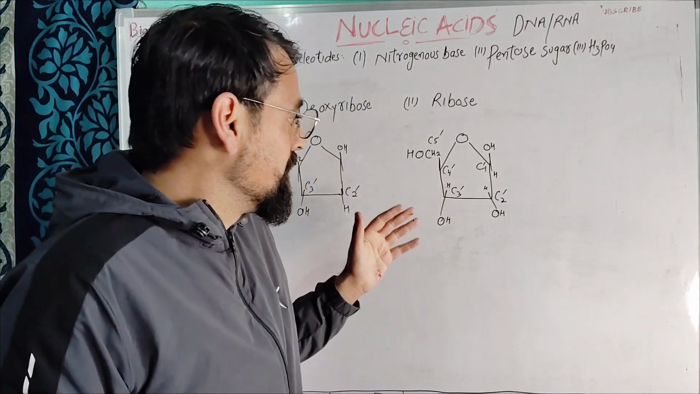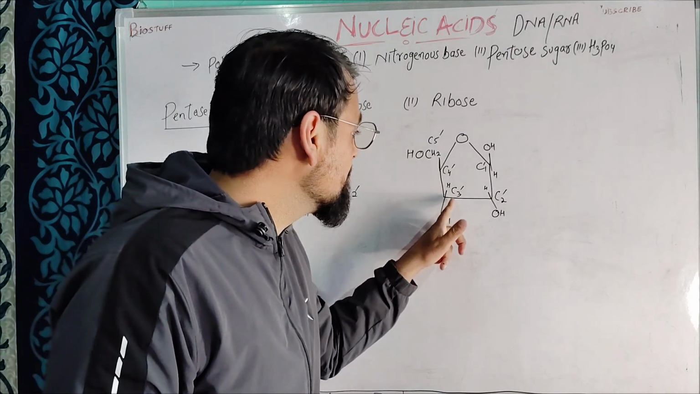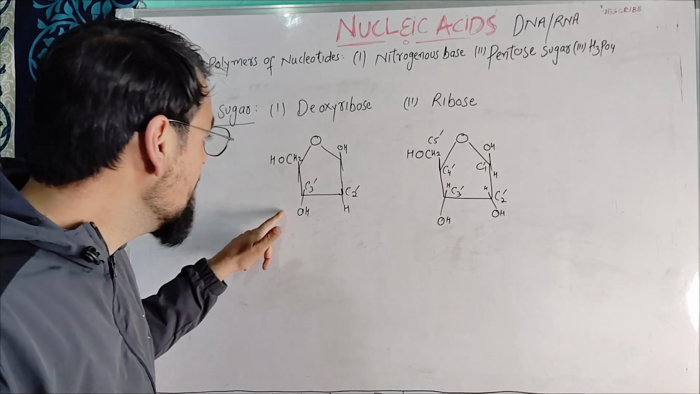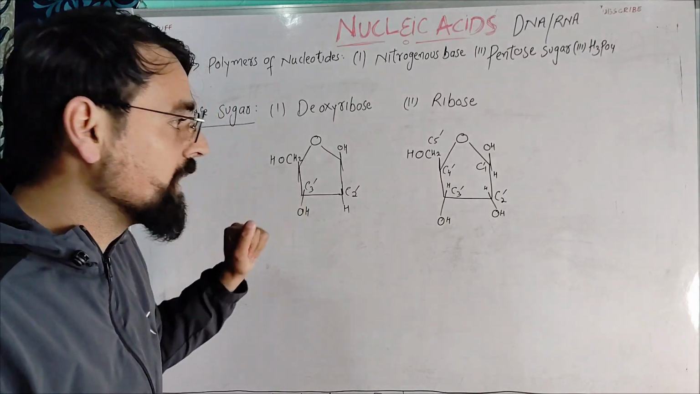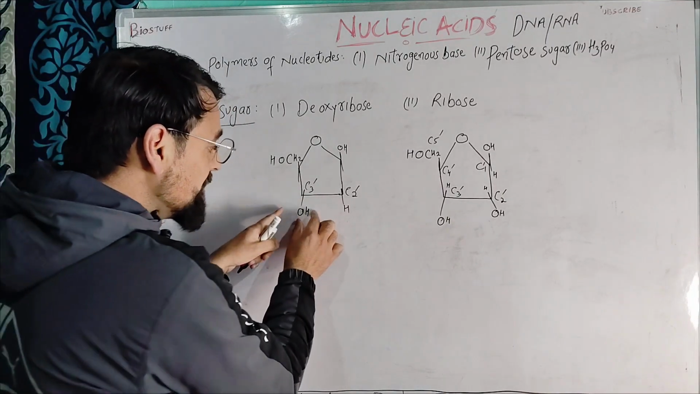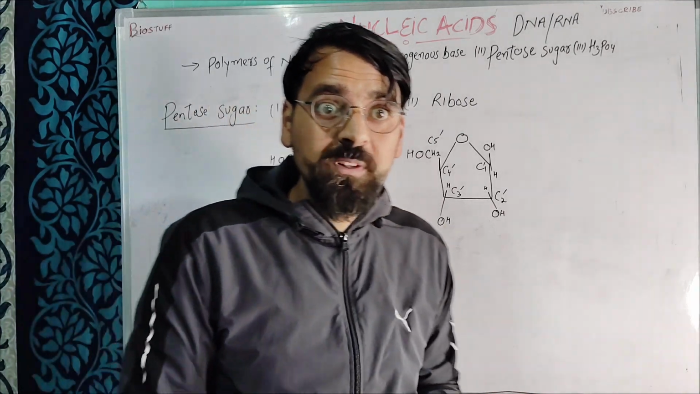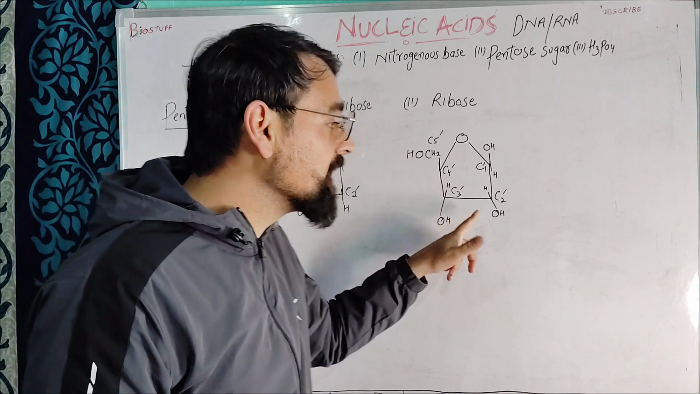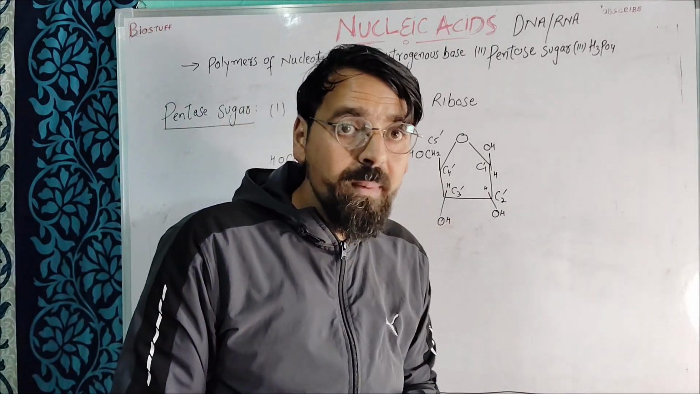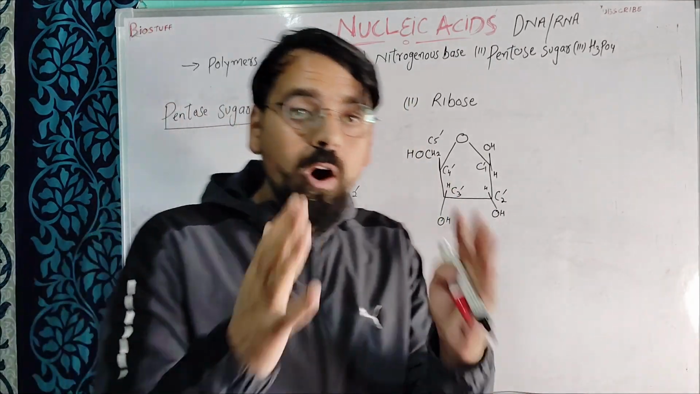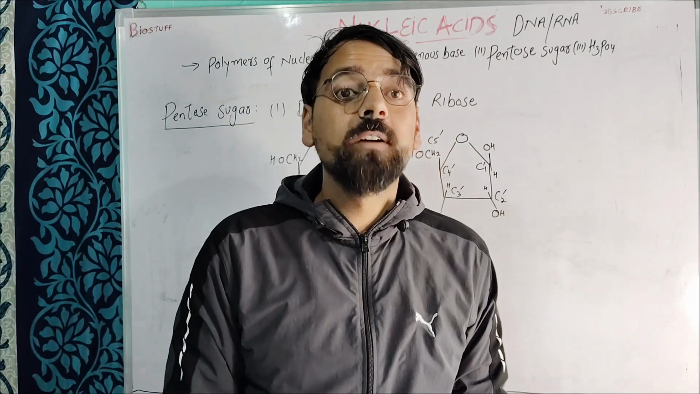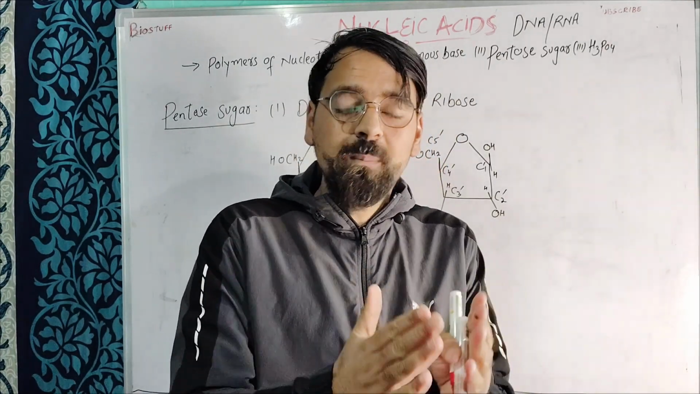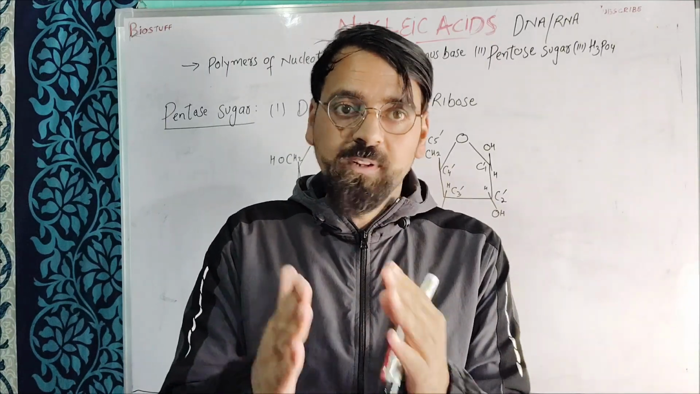Now you might be worried, sir, there is also a hydroxyl group at the carbon number 3 prime. Then this hydroxyl group can also make internal bonds within the genetic material. Then how is it making the DNA stable and RNA unstable? As we will see in a moment, the 3 prime hydroxyl group is always involved in the formation of the phosphodiester bond. So the 3 prime hydroxyl group will never be free. It will be involved in making the phosphodiester bond.